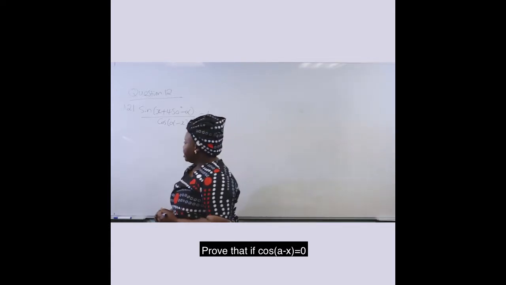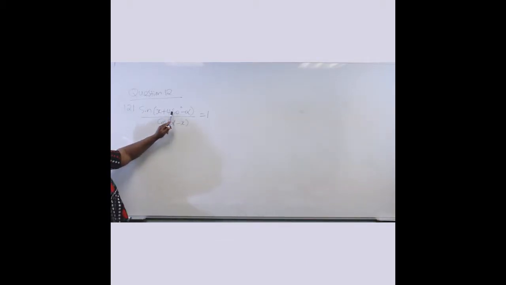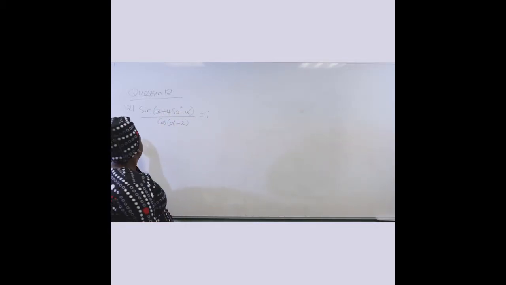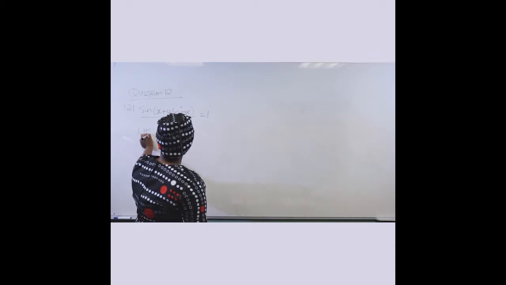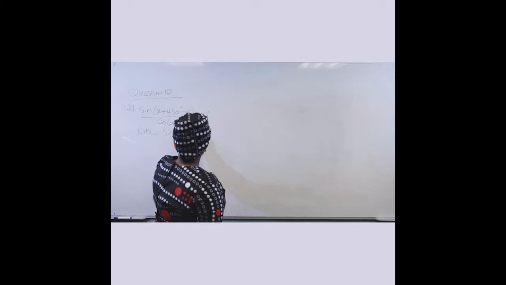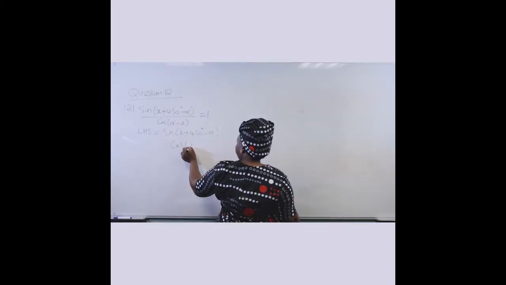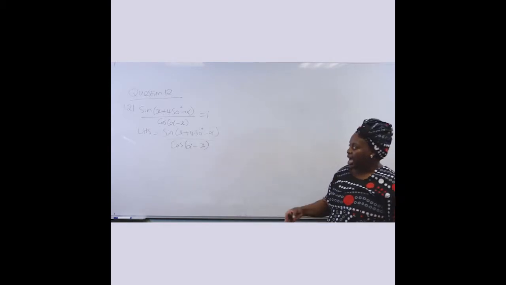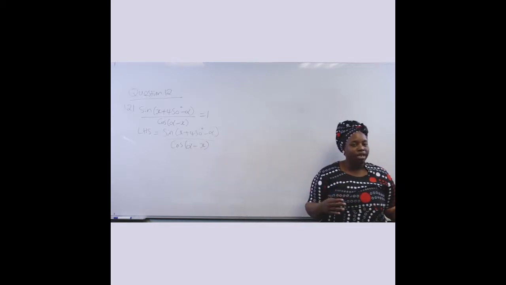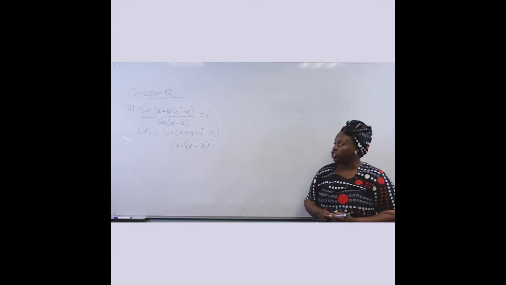To start with, we are not used to starting with letters, so we need to rearrange this one, take this and put it at the beginning, so we can do this logic. Let's choose our left-hand side because it's complicated. This is equal to sine of x plus 450 degrees minus alpha, and our denominator is just cos of alpha minus x. Let's play around with the numerator until we get something that looks like the denominator, such that it can cancel. That is the logic behind this.